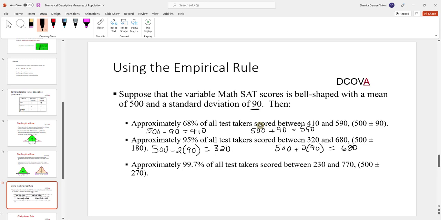For 99.7%, that would be 3 standard deviations. So we'll take 500 minus 3 times the 90. This is how you get the 230. And you'll take 500 plus 3 times 90. And this is how you get the 770.